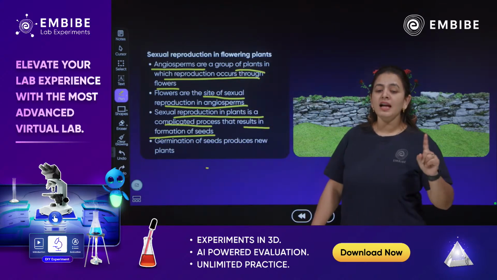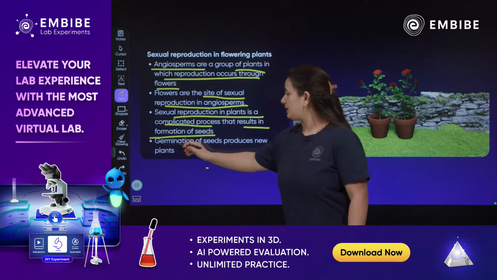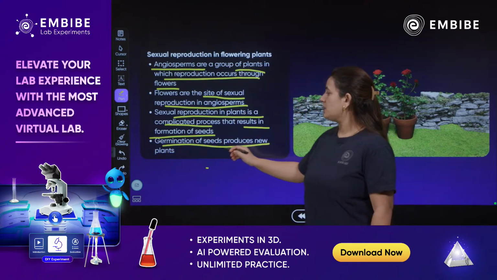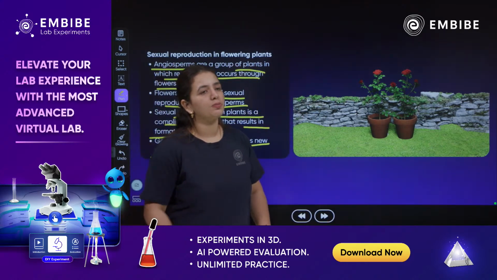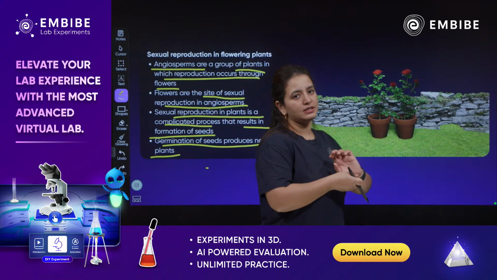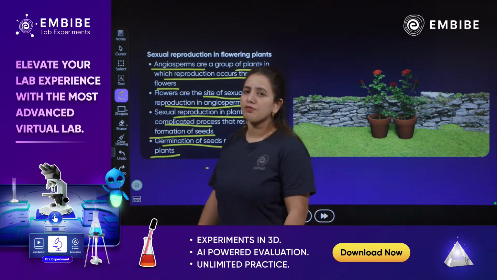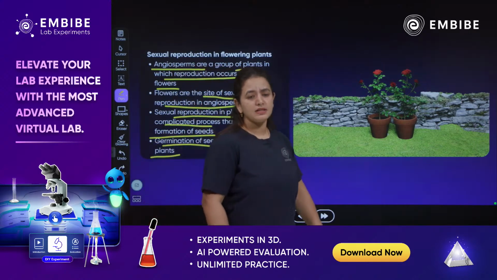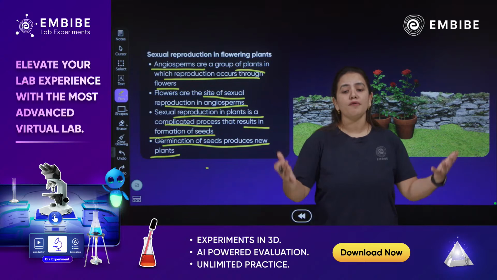Okay. And these seeds, what do they do? They germinate. The germination of the seeds produces new plants. Of course, we need to do the fertilization, and these seeds will germinate to form the new plants. That's all we want. We want reproduction basically to have new offspring.